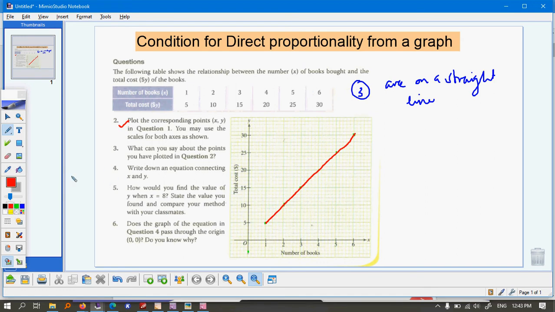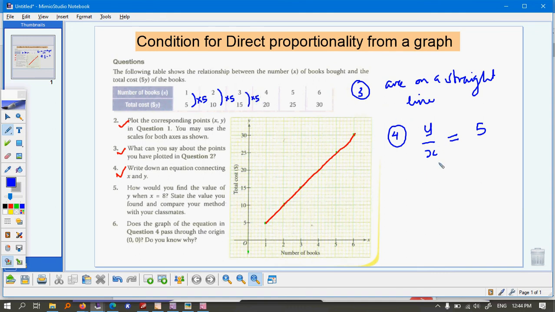Then our question number 4, write down an equation connecting x and y. Now with this we are going to use our conclusion from the previous video about the condition for direct proportionality from a table. And using this same question, we discovered that y over x was equal to 5. You can also see it from your graph. When x is 1, y is 5. When x is 2, y is 10. You can see that the connection is times 5 for all of them.